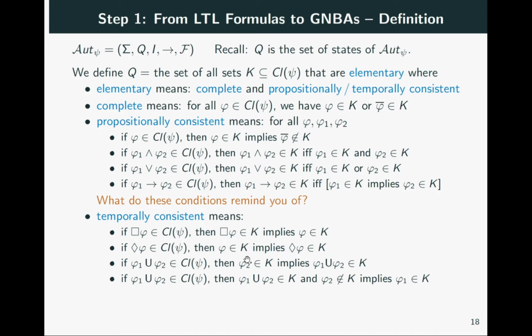First, phi 2 being part of the scenario forces us to take phi 1 until phi 2 in the scenario as well, because phi 2 being true now means that phi 1 until phi 2 must be true as well. On the other hand, if phi 1 until phi 2 is part of the scenario and phi 2 is not part of the scenario, then phi 1 must be part of the scenario as well, since according to the semantics of until, phi 1 must stand as a guard until phi 2 is true.